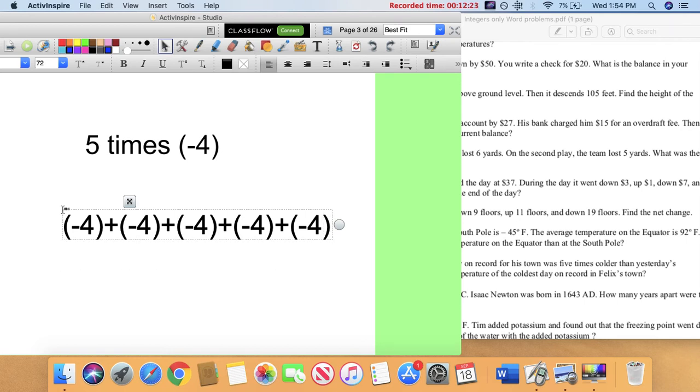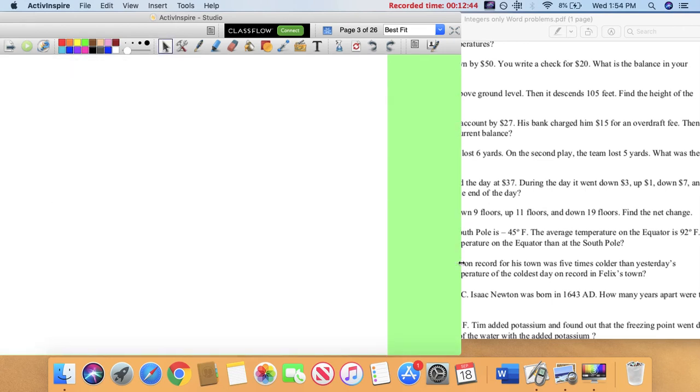So I know we're adding a bunch of negatives, so I know obviously my answer is negative. They're all friendlies. So negative 4 plus negative 4 is negative 8. Negative 8 plus negative 4 is negative 12. Negative 12 plus negative 4 is negative 16. And that's going to give me a total of negative 20. I can't make 0 pairs because everybody's negative, right?